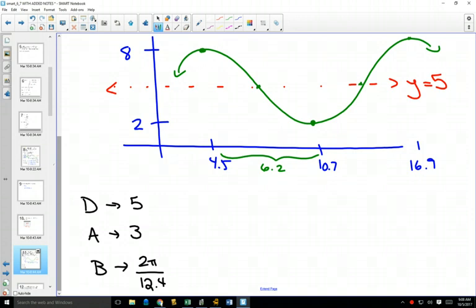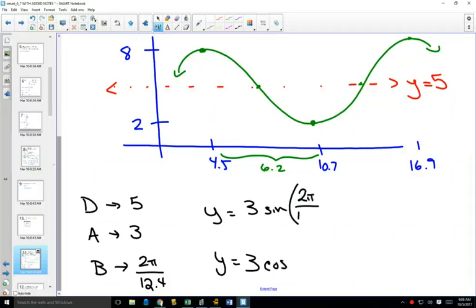Now this question again asked us to write one equation with sine and one equation with cosine. And so we can start that now because the d, the a, and the b stay the same whether you're using sine or cosine. So I'm going to start writing y equals for both of them. Your amplitude is 3 for both your sine graph and your cos graph. Your period is 2 pi over 12.4.